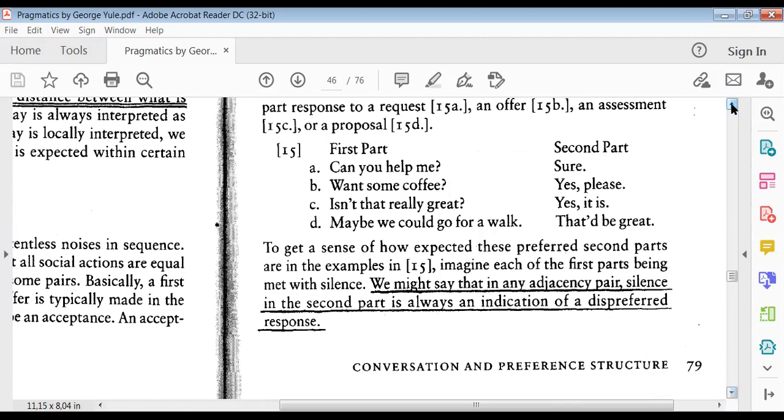Now, to get a sense of how expected these preferred second parts are in the examples in 15, imagine each of the first parts being met with silence. We might say that in any adjacency pair, silence in the second part is always an indication of a dispreferred response. In all of these, if you ask someone "can I help you?" and he does not answer, it means he does not want it. "Want some coffee?" and you did not get an answer, so this is a dispreferred answer.